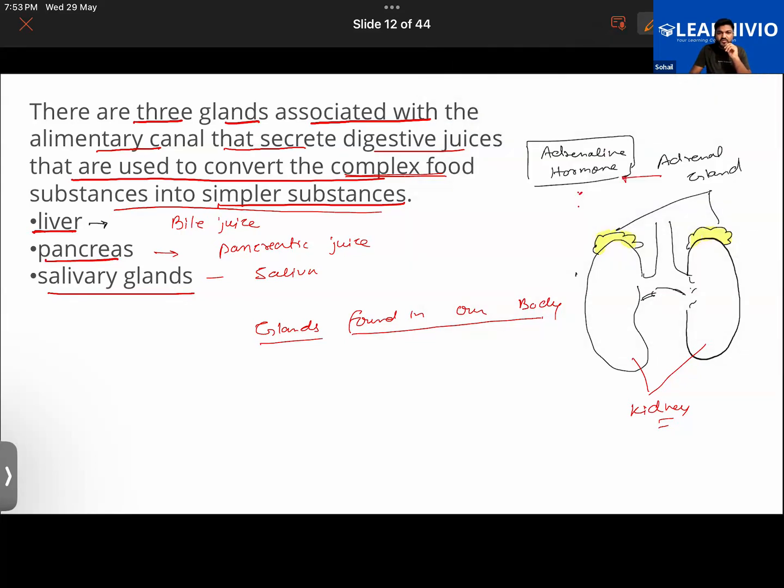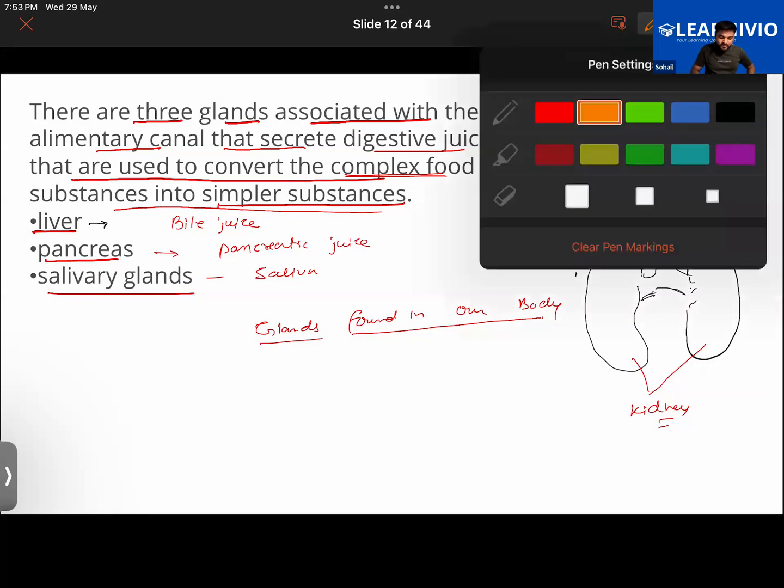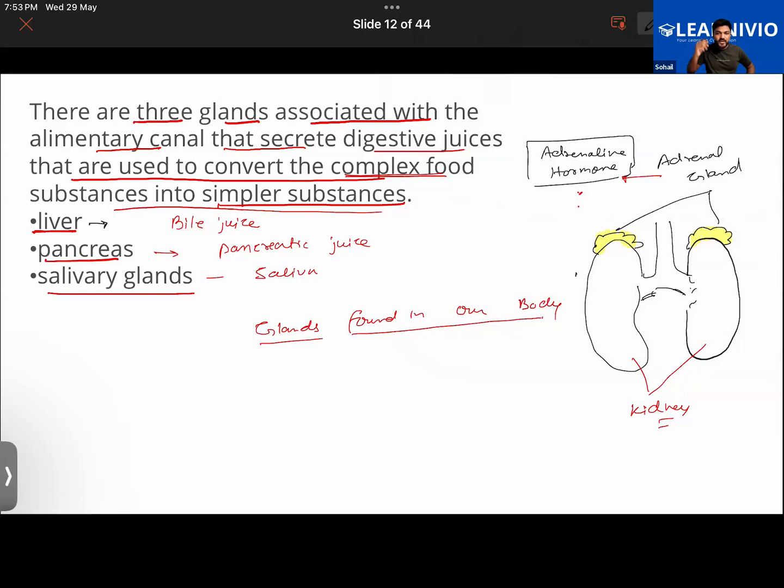So see, there's a gland found in our body which we call the pituitary gland, which is found in the brain. The pituitary gland is found in the brain, and it releases the growth hormone.